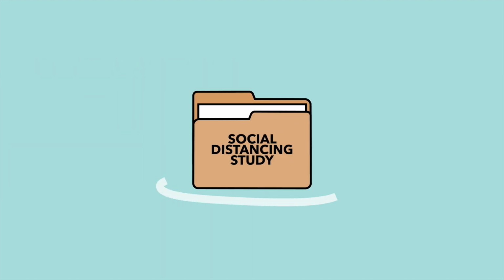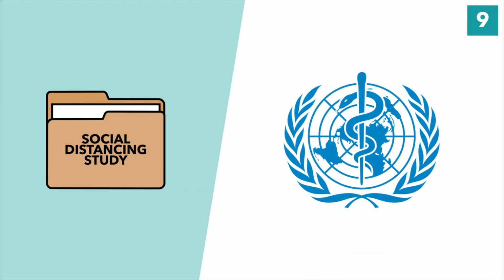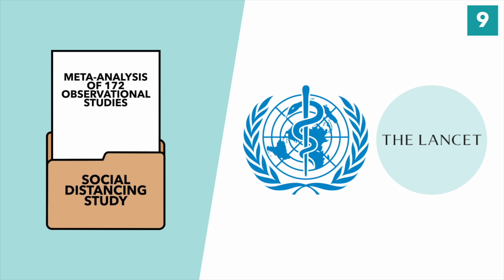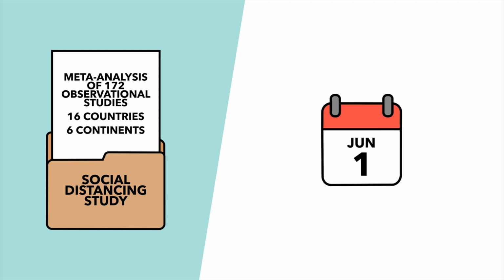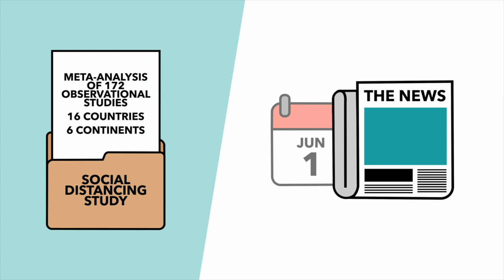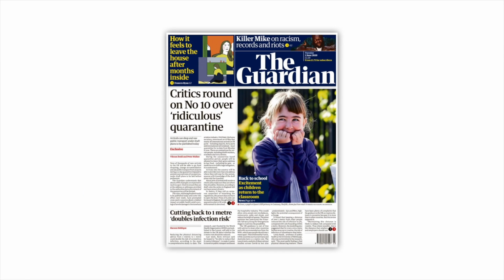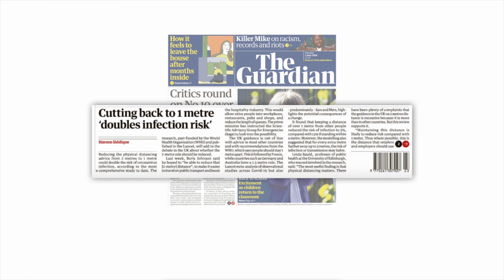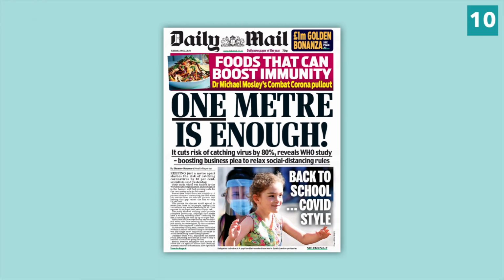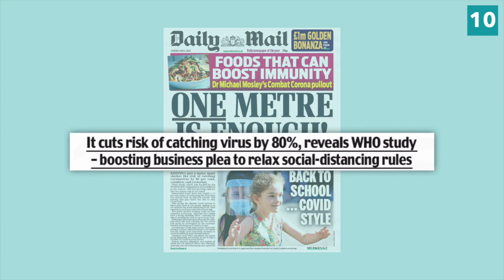Well, there's basically been one authoritative academic study on the issue. The paper, funded by the WHO and published by The Lancet, is a meta-analysis of 172 observational studies from 16 countries across 6 continents. And when it came out at the start of June, it actually made the front pages, although you'd be forgiven for not realising that they were all talking about the same study. The Guardian's front page from June 2nd claims that cutting back to 1 metre doubles the infection risk, while the Daily Mail's front page on the very same day claims that 1 meter is enough and that it cuts the risk of infection by 80%.